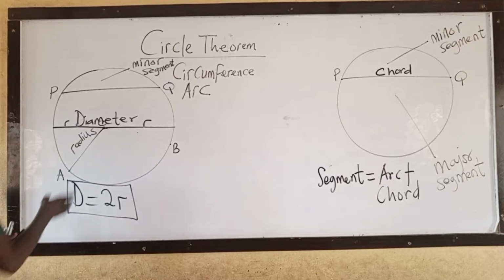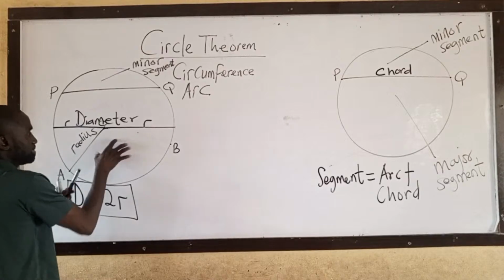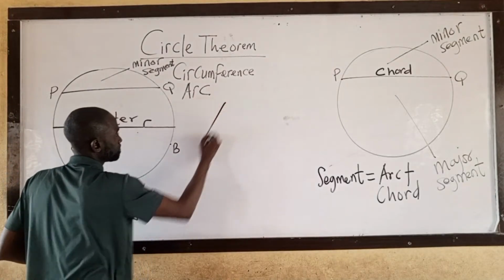Any other thing? Yeah. Now, what forms something like a pie is what we call a circle. This piece. Look at this.